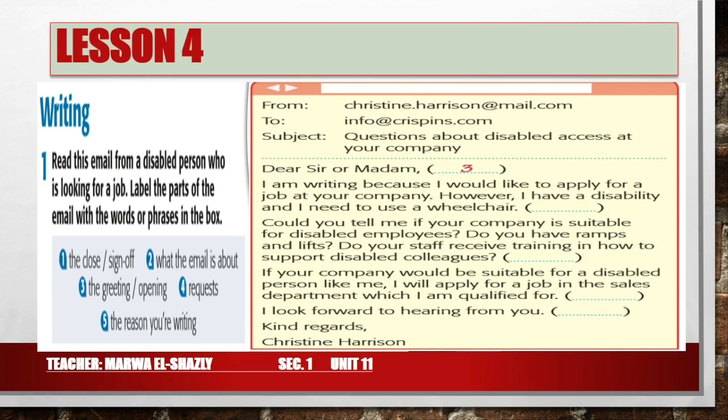Second paragraph. Could you tell me if your company is suitable for disabled employees? Do you have ramps or lifts? Do your staff receive training on how to support disabled colleagues? Third one. If your company would be suitable for a disabled person like me, I will apply for a job in the sales department, which I am qualified for. I look forward to hearing from you.